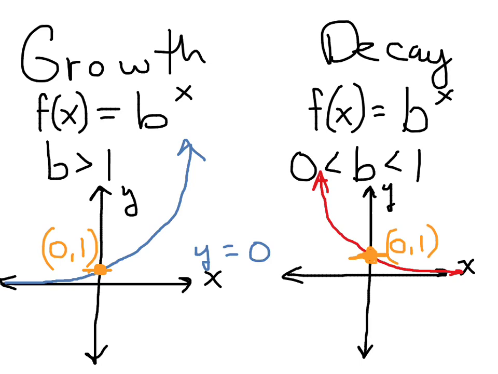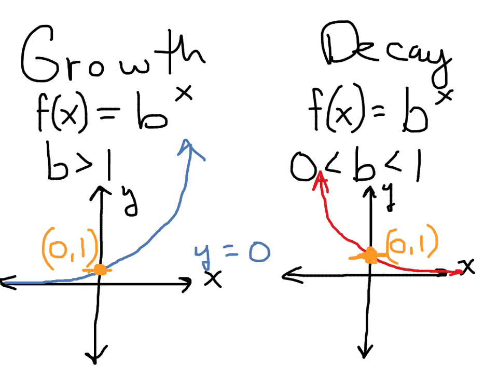Here's the reason why. What's anything to the 0 power? 1. Anything to the 0 power, no matter how big or how small, is always 1. So therefore, that's why the ordered pair of 0, 1 is on the board. Anything to the 0 power is always 1.